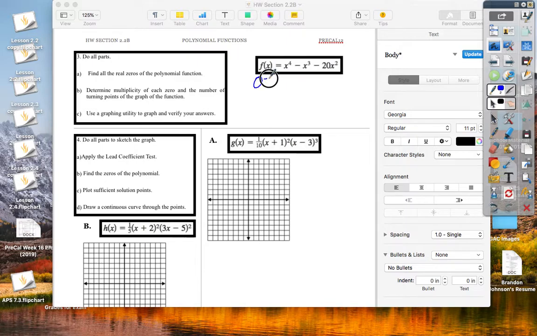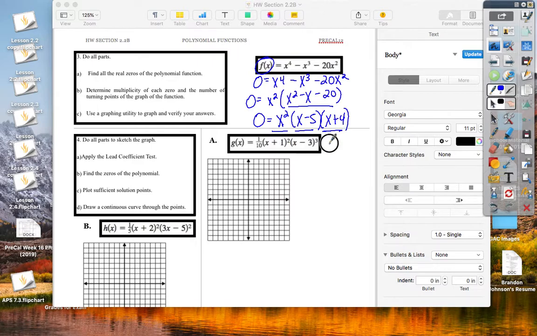Zeros is where I plug 0 in for y, or in this case f of x. And then I'm going to just pull out what's in common. So I can pull out an x squared, leaving me with x squared minus x minus 20. And then I could factor the inside to x minus 5, x plus 4, with an x squared on the outside. And my x-intercepts would be 0, 5, and negative 4.